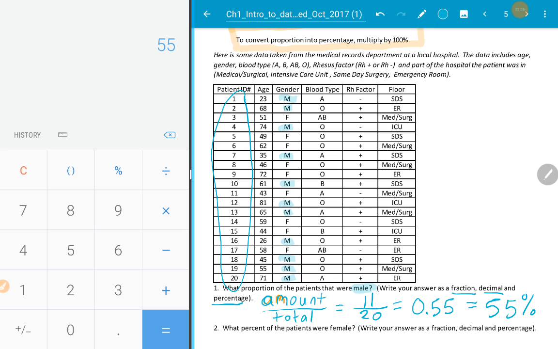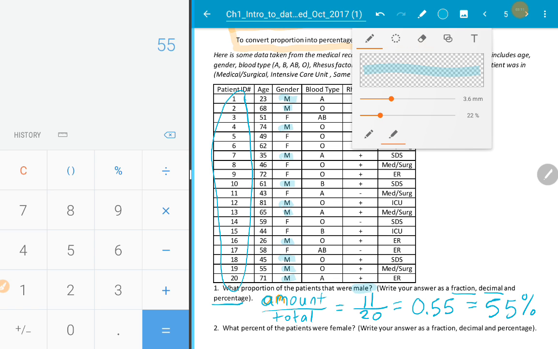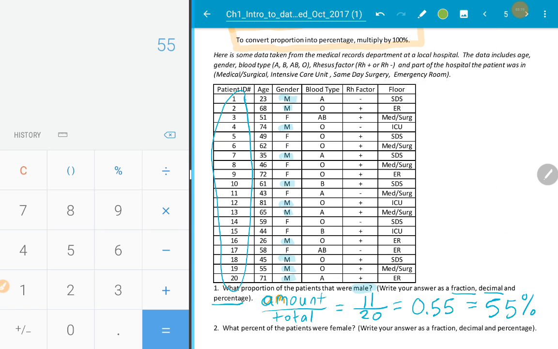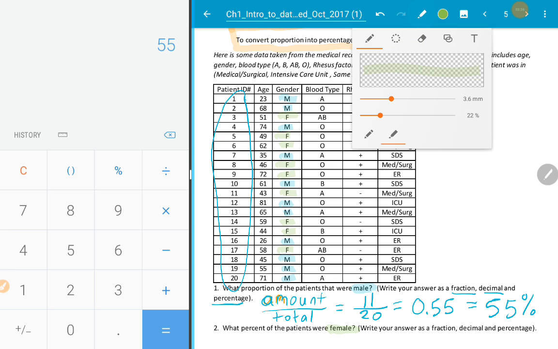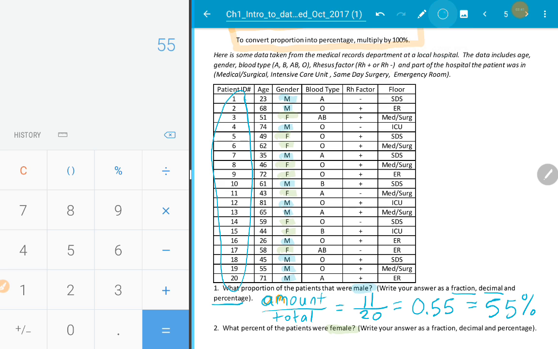Let's just do one more here. Let's do the next question, and let's use green for the ladies. What percentage of the patients are female? Similar process. This time I'm just going to count the females. 1, 2, 3, 4, 5, 6, 7, 8, 9. There's 9 females, which you probably could have guessed since there's 20 total patients and we already know 11 of them are male.